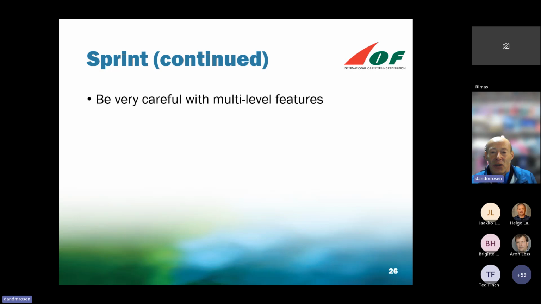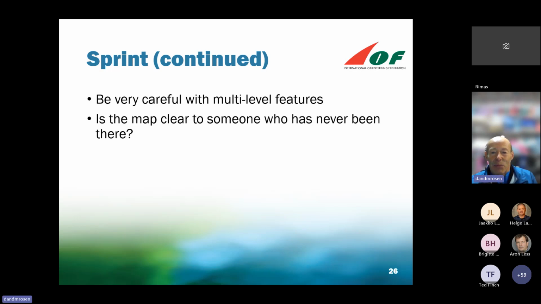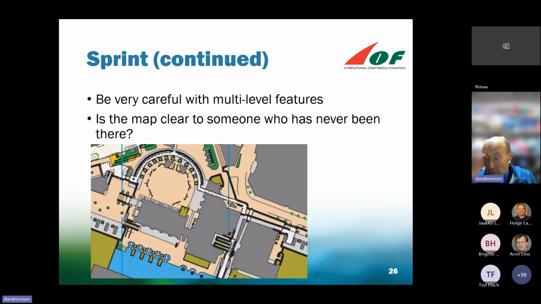And be very careful with multi-level features. Is the map clear to someone who's never been there before? So here's quite a famous multi-level area. It's actually the Barbican in London, and it's often used for City of London urban races, and it's all very good fun, but it wouldn't be suitable, I'd suggest, for a world ranking event because it's just too complicated. But if you've been there beforehand, then it's actually not so difficult to understand. So as an IOF Event Advisor, you must be very careful not to become so familiar with the area that you forget what it's like to be someone who's looking at the area for the first time and trying to understand what's going on.